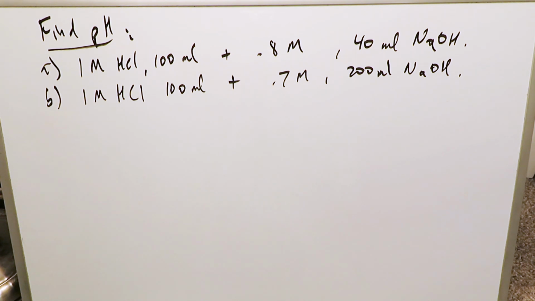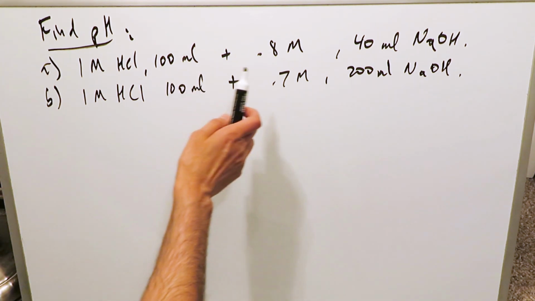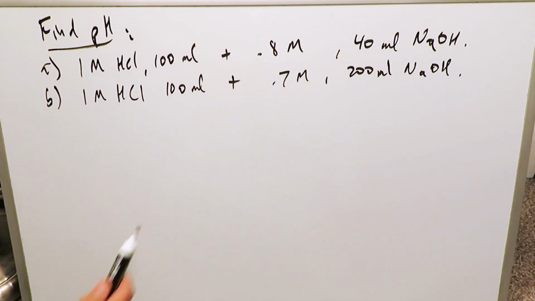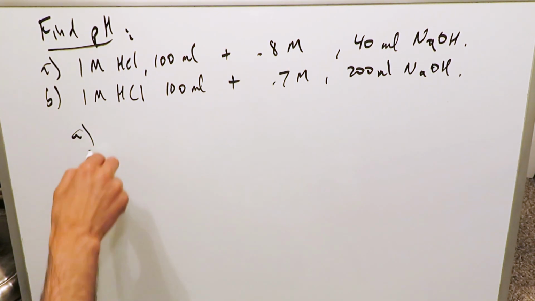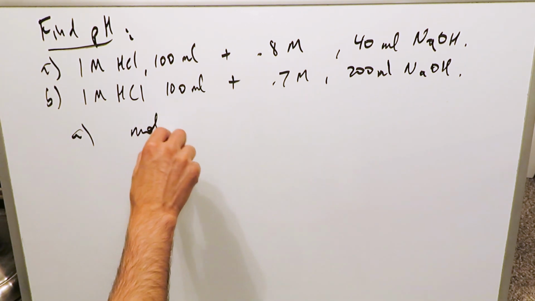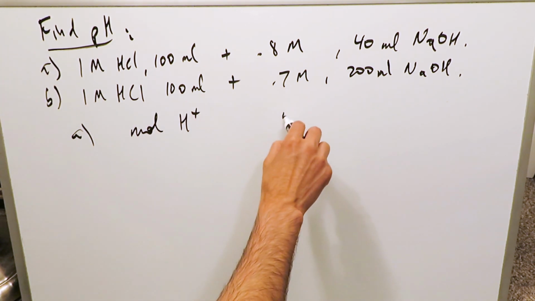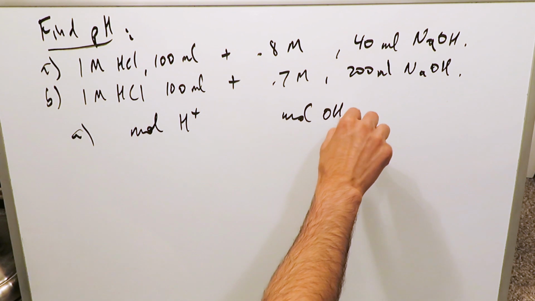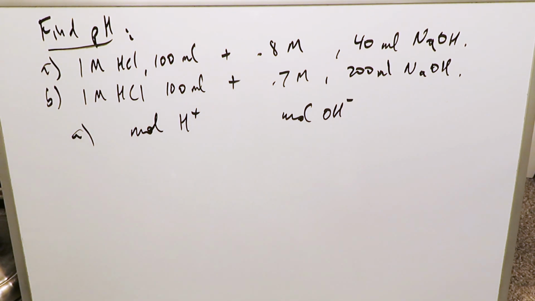But let's look at two examples where a strong acid and strong base react and we have to find the pH. The first one is 1 molar HCl, 100 milliliters, reacting with 0.8 molar, 40 ml sodium hydroxide. When solving these questions, you always want to compare the moles of strong acid and the moles of strong base, because that will determine what the pH will be. Either the pH will be very acidic or it will be very basic.